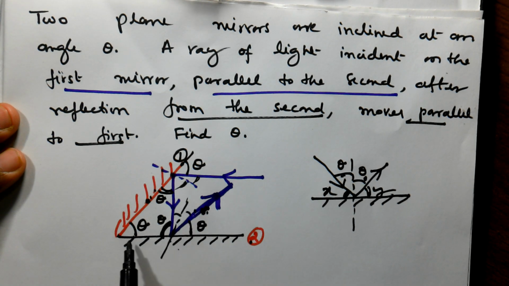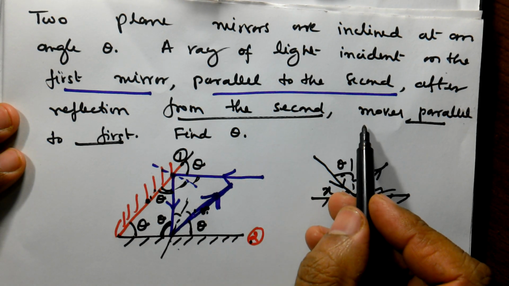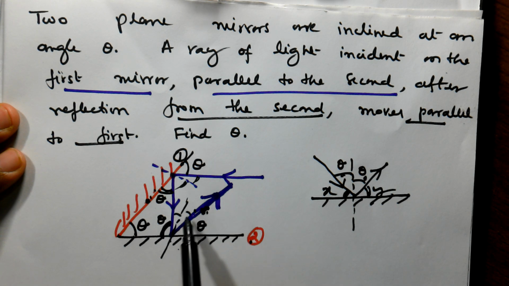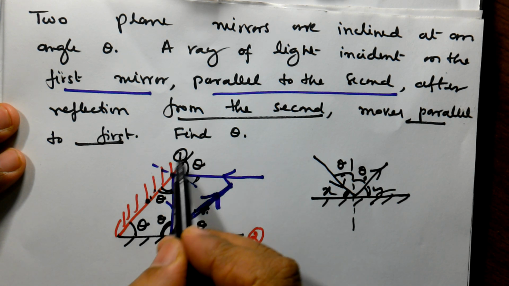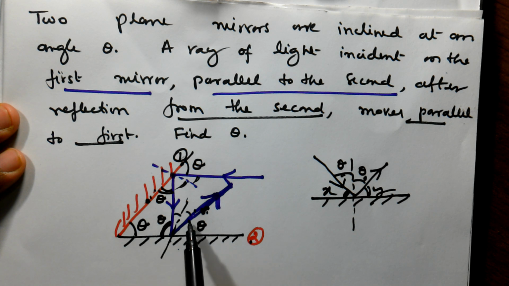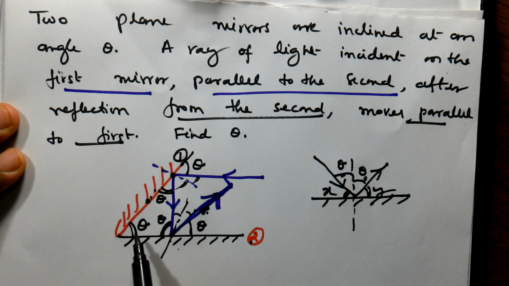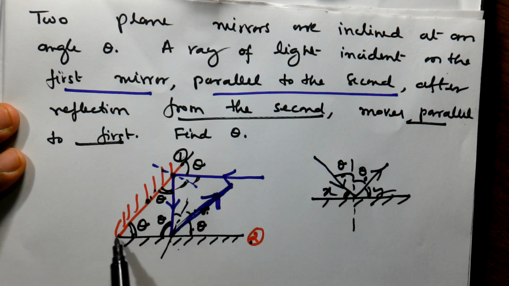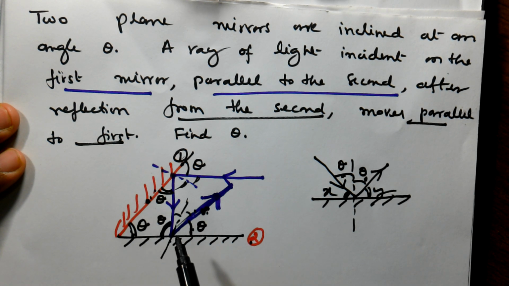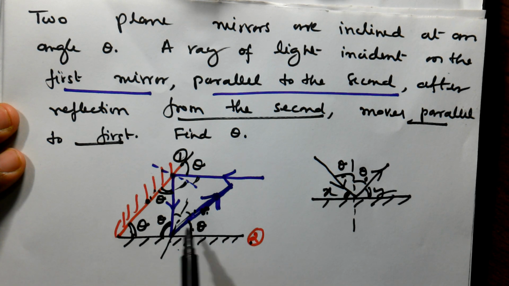This ray and this ray are parallel, according to the problem. Finally the ray moves parallel to the first. Okay, this is parallel to this. Theta, because this angle is already given. This is a set of parallel lines with a bisector. Here are the two angles which are equal. This is theta, this is theta.